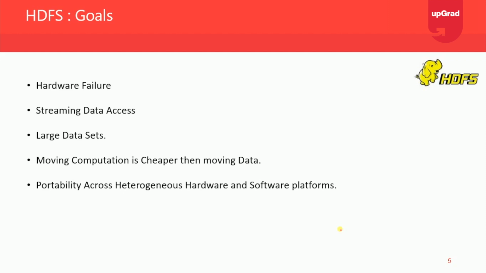Now the next feature which makes HDFS more capable is that moving computation is cheaper than moving data. It basically means that HDFS is designed to execute the computations on the nearest data which is available in the cluster. HDFS works on the principle of data locality. That means it is going to process the data which is locally available with the data nodes. It is not going to move the data from one machine to another machine in order to process it, which makes your HDFS computations faster.